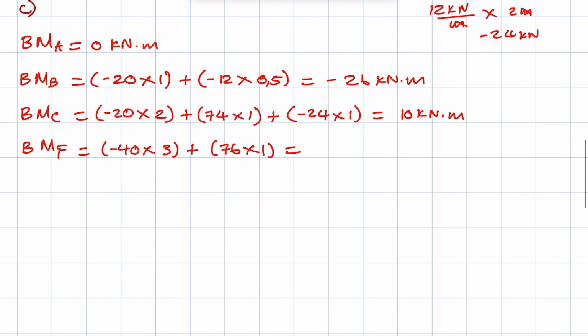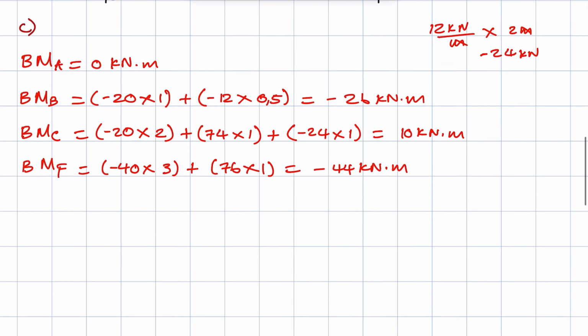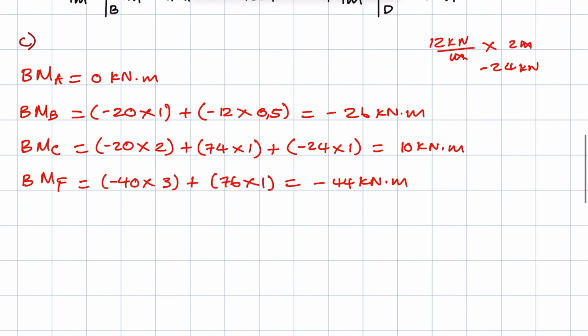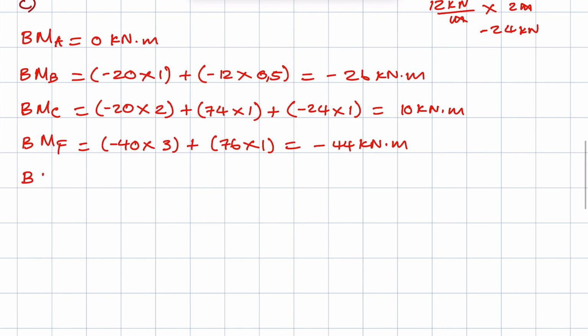Now if you punch this in your calculators, we are going to get minus 44 kilonewton meters, right? Those are the bending moments at point F, right? Now we're going to look at bending moments at point D. So bending moment at point D.